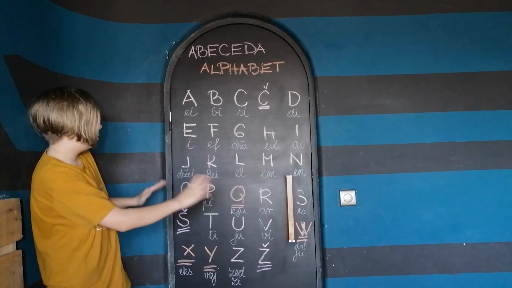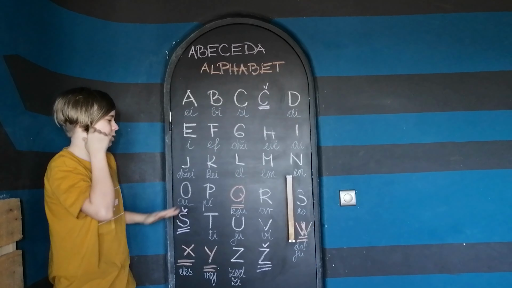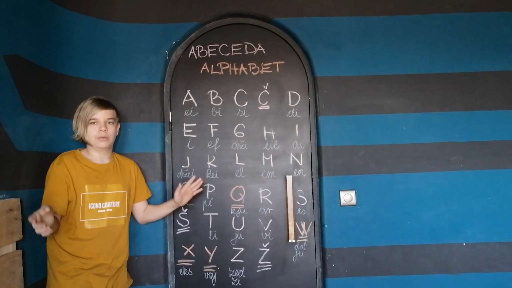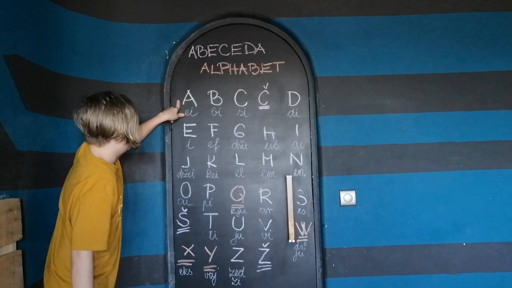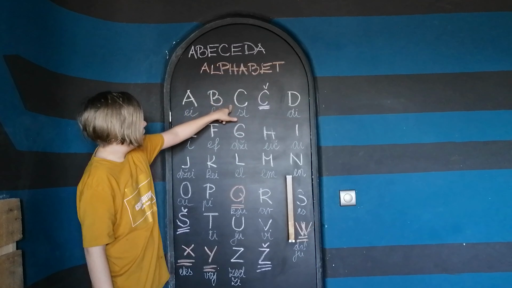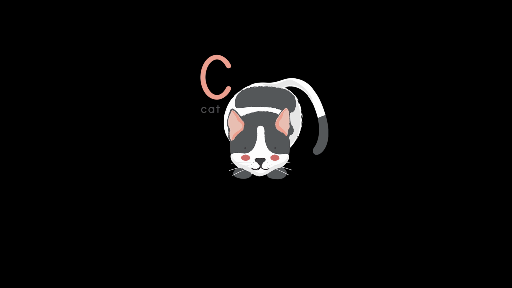As you can see, some letters are highlighted because they are specific to one of the languages. So first we have A. For example, alligator. And in Slovenian we say A, or for example, ananas. Then we have B. For example, bee. Or B in Slovenian, for example, balon. C. For example, cat. Or in Slovenian we say C, for example, CV.